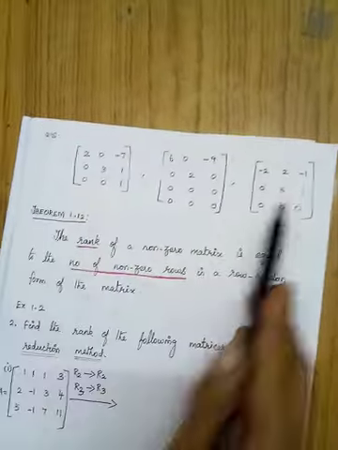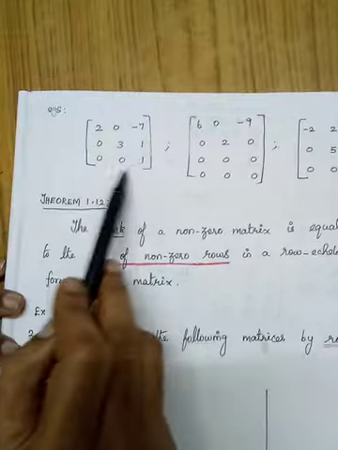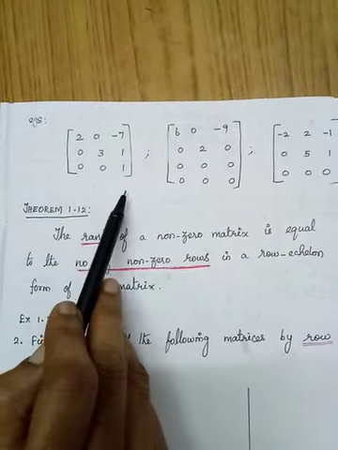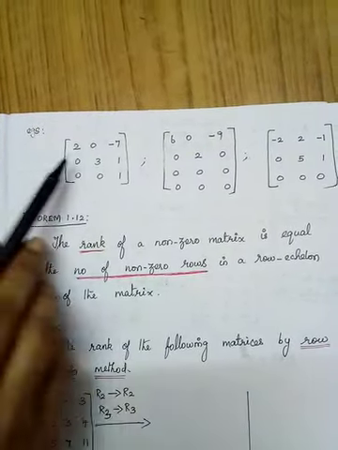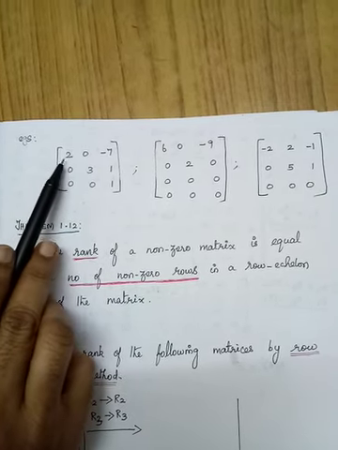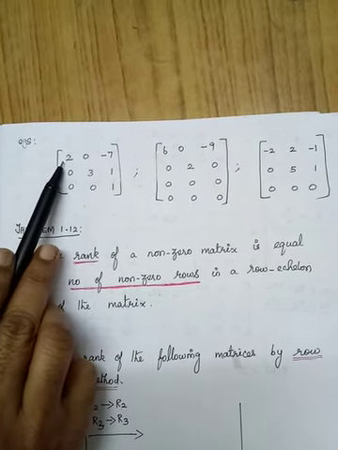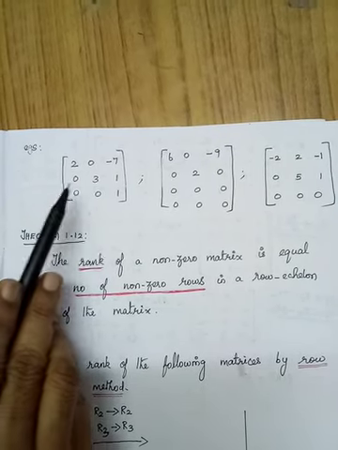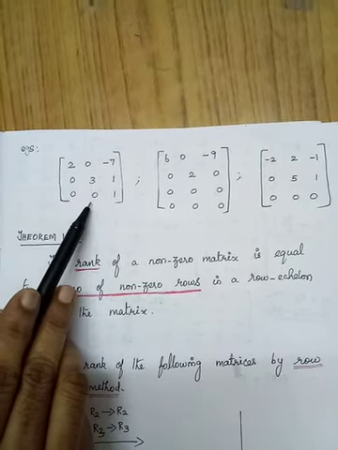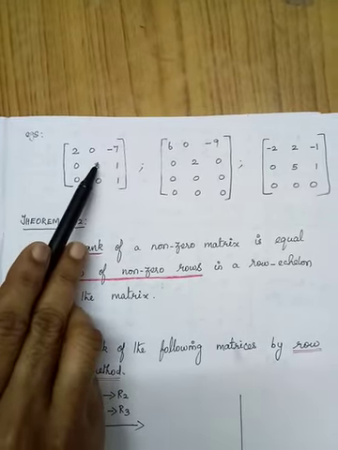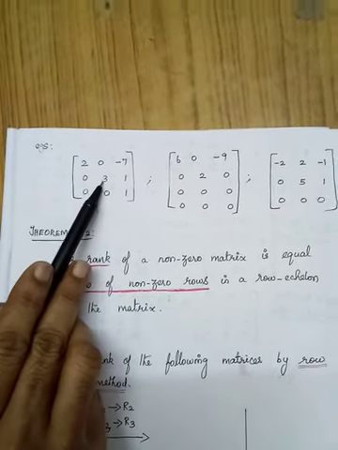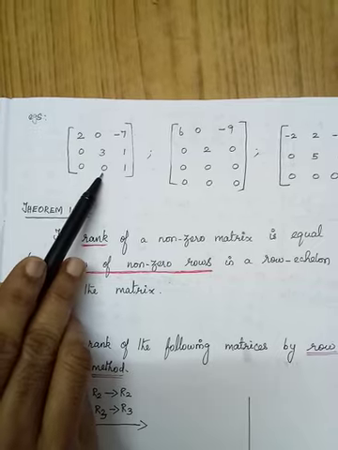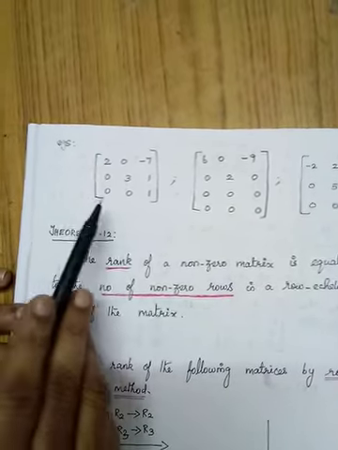Here I have given 3 examples. Look at this. Here you don't have zero rows. Considering the non-zero rows, look at the first row. Here is the first non-zero entry, and below that all are 0. Comparing the second row and the third row, in the second row the first non-zero entry is 3, and below that it is 0. So this is in echelon form.